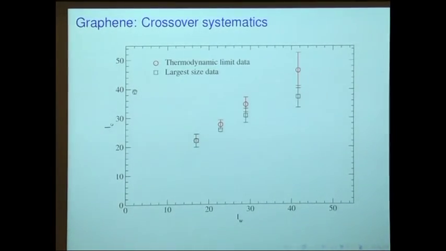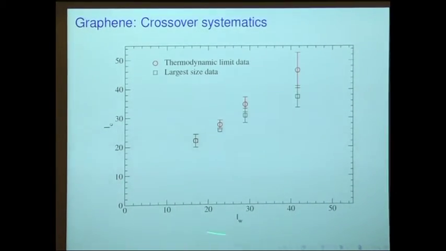And I'm plotting that crossover scale against another length scale I can make from the density of zero modes, which is roughly speaking the mean spacing between the positions of the zero modes, again defined by writing 1 over LW squared equals W naught. So you can see, this is just the raw data plotted. This length scale tracks this amazingly well.